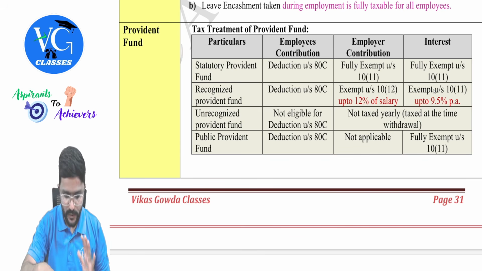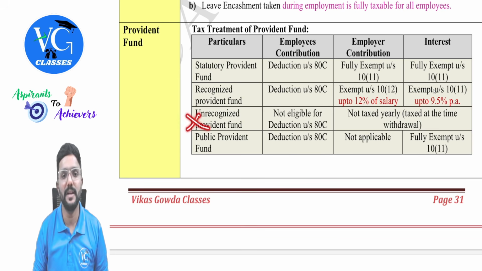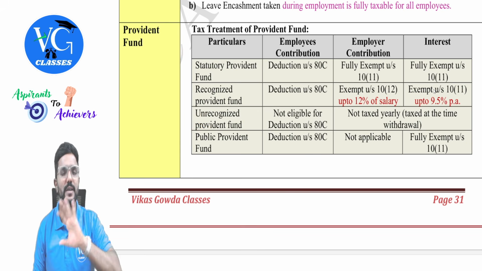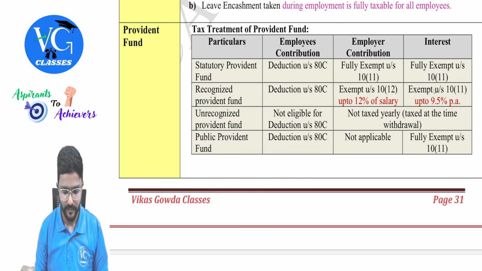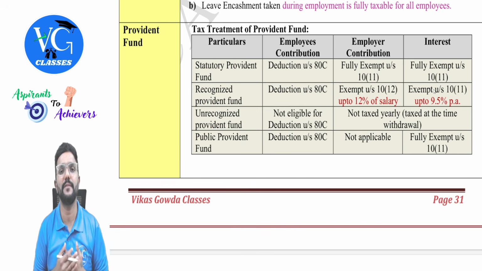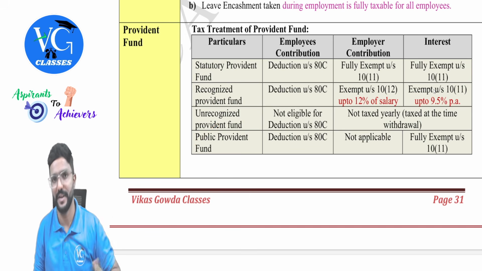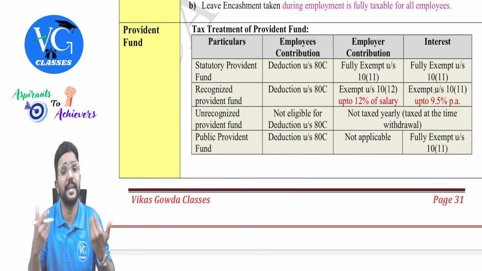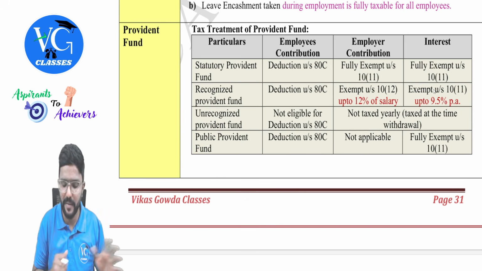Okay. So that means there is no benefit available for unrecognized provident fund because it is not safe to invest. So the government is not providing any tax benefit. They are trying to discourage it. Okay. The last one is public provident fund, which any person can go and open it, even without employment. If I am a self-employed person, can I go and open it? Yes, I can open it in my name, my spouse's name, my children's name, anyone.